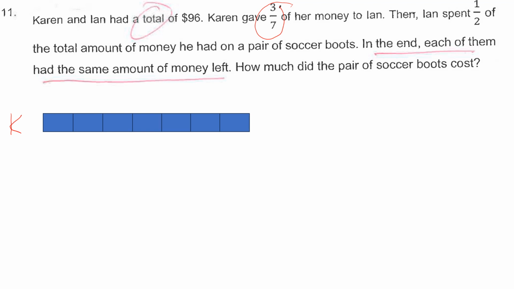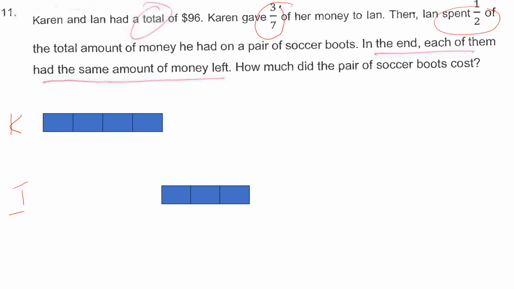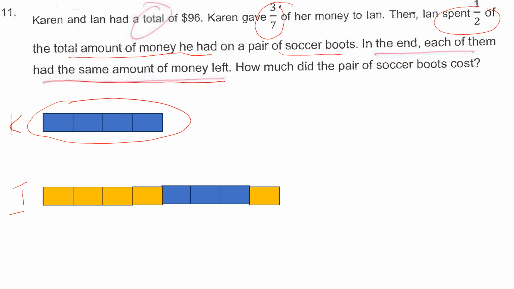So this is what happened. 3 units was given to Ian. And the question mentioned that Ian spent half of the total amount of money that he had on something. And then in the end, they had the same amount of money left. If Karen had 4 units left, that means Ian also had 4 units left. 1, 2, 3, 4. These are the units that he had left.